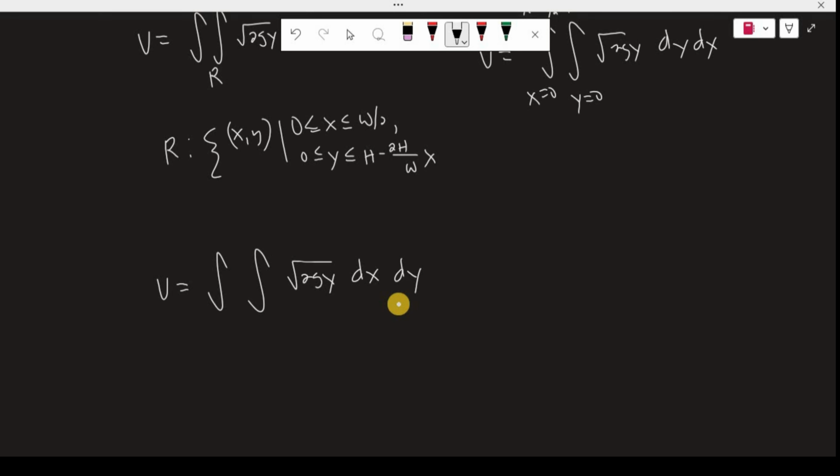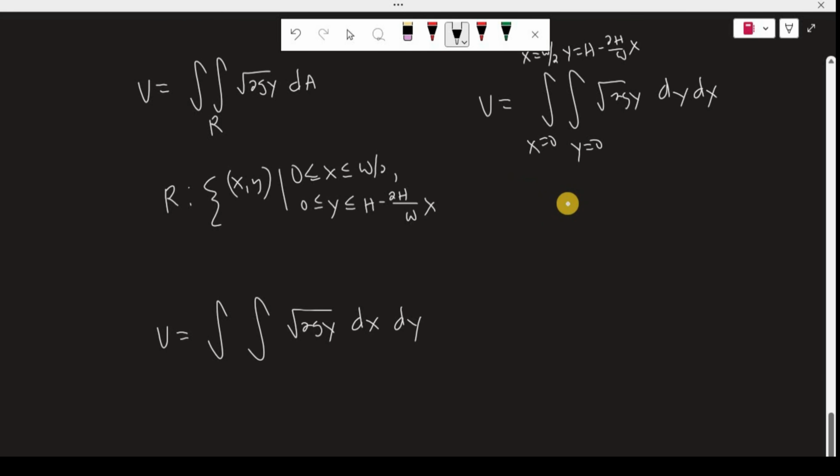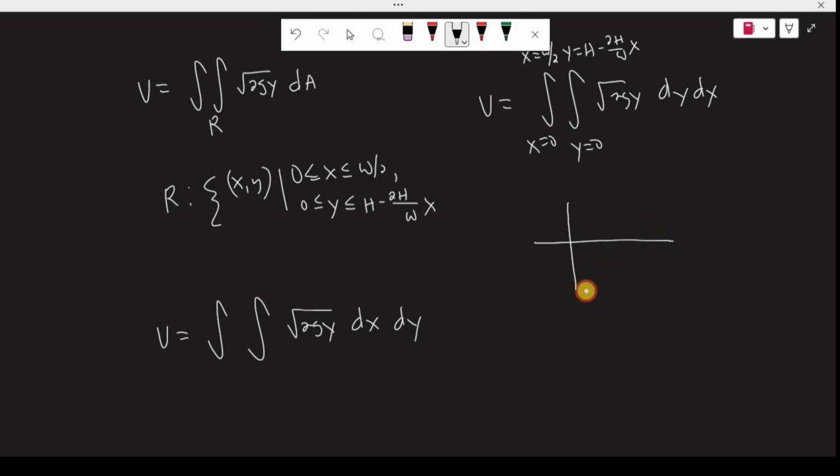Now let's draw our graph in the xy plane first. So this is our x, this is y, and this is h, and this is w over 2. The equation of this line is y equals h minus 2h over w x.